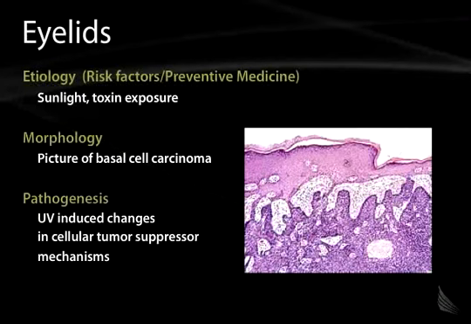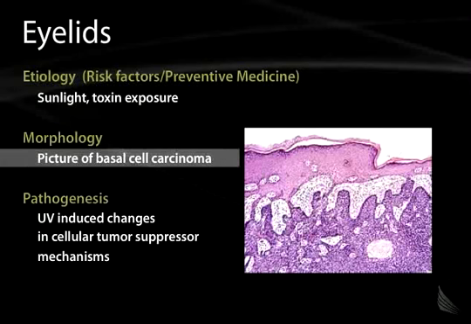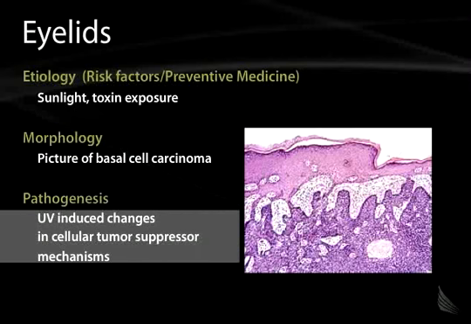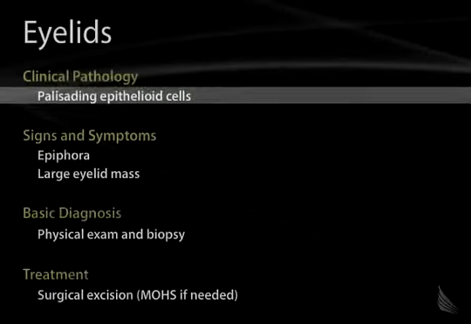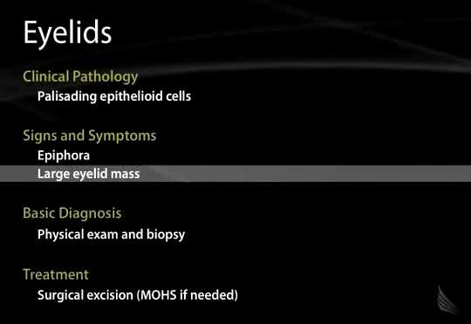The etiology of basal cell carcinoma, or skin cancer of the eyelids, is sunlight or toxic exposure. The morphology is the picture of basal cell carcinoma like we saw in the previous slide. Basal cell carcinoma is by far the most common skin cancer of the eyelids. The pathogenesis is UV-induced changes in the cellular tumor suppressor mechanisms. Clinical pathology is you get palisading epithelioid cells. Signs and symptoms are sometimes tearing from the irregular lid margin or from irritation of the tear drainage systems. You can often get a large eyelid mass that screams, "I have cancer."